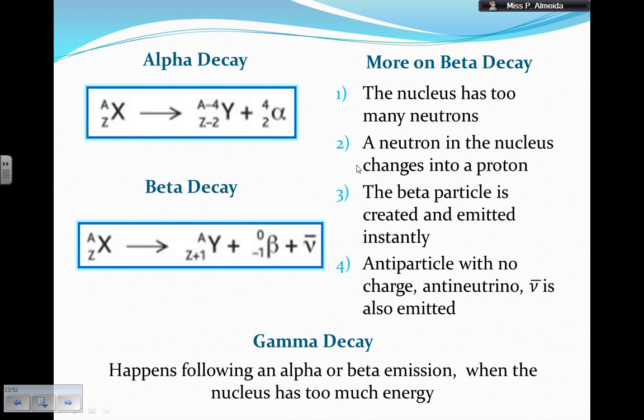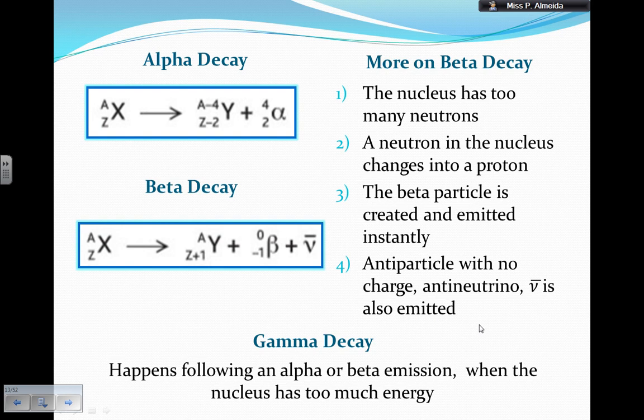So let's see here the steps for the beta decay. Number 1, the nucleus has too many neutrons, and a neutron in the nucleus is going to change into a proton. Later on, you're going to see how this happens, okay? Then, when this happens, a beta particle is created and is emitted straight away. And then I get as well an antiparticle with no charge, which is called the antineutrino, and that's the symbol again, that is also emitted.